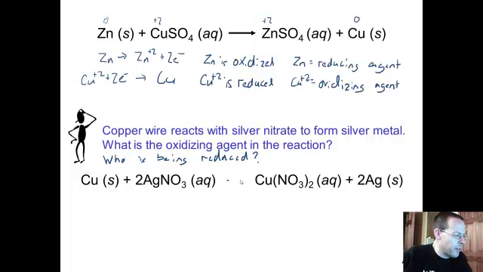So if we look at this, copper is 0, copper goes to a +2, silver is a +1, and it goes to a 0. Alright, so who's being reduced? Well, copper's getting bigger, it's going from a 0 to a +2, where silver is getting smaller. So, who's being reduced? We would answer that Ag ion, silver +1, is being reduced. So it must be the oxidizing agent.